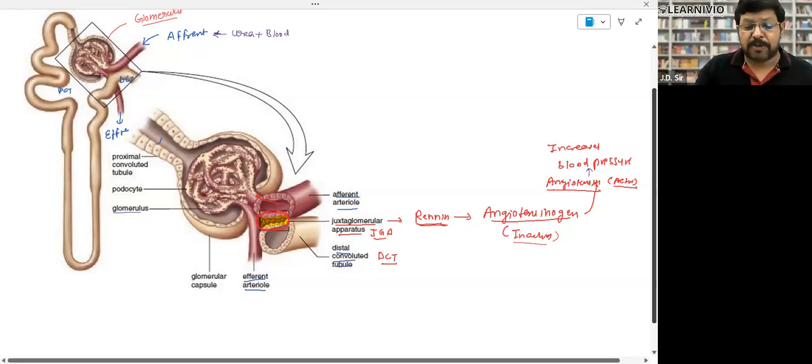Renin is responsible for the conversion of angiotensinogen. Angiotensinogen is the inactive form. Angiotensinogen is converted into angiotensin. It is the active form. Angiotensin is responsible for increasing the blood pressure. That is the function of it. Got it?